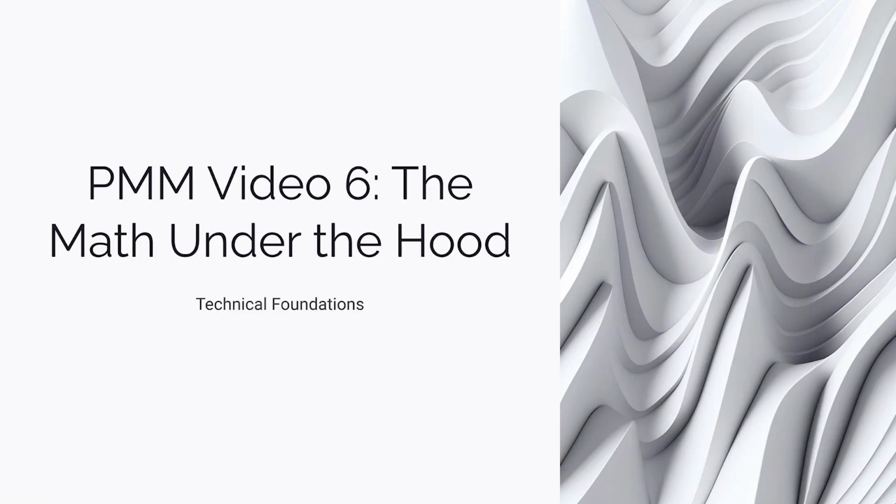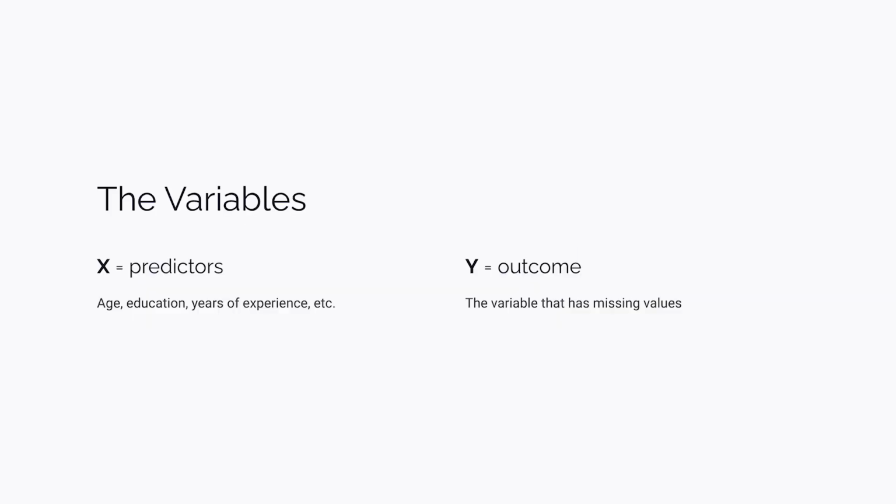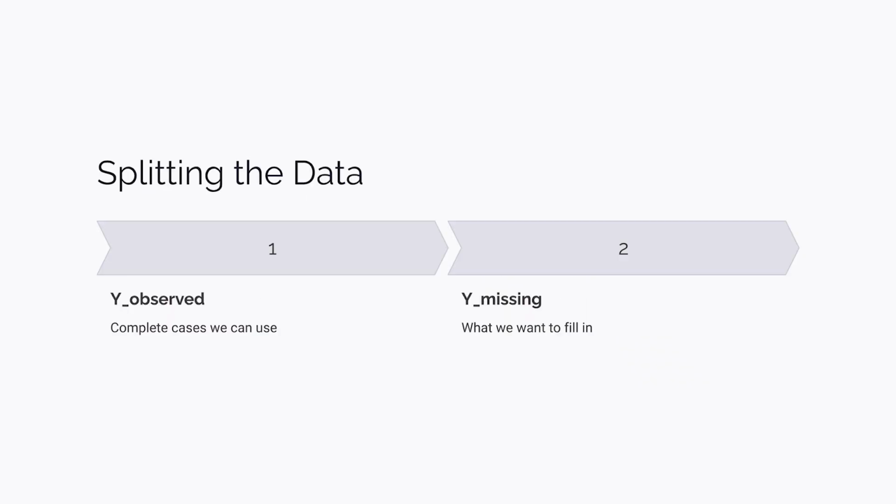Video 6. The Math Under the Hood, Technical Foundations. We have n observations. Each has predictors x, age, education, whatever, and an outcome y with some missing values. We split into y observed and y missing. We want to fill y missing.